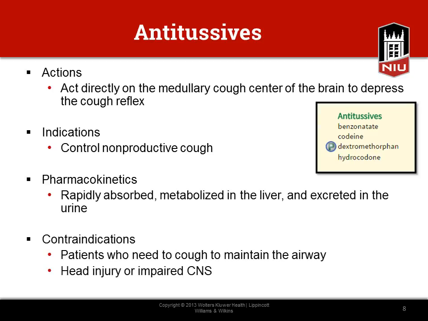As your book says, the cough reflex serves a very important purpose. The walls of the trachea, as well as the bronchi, are very, very sensitive to stimulation and irritation. Again, it's part of our defense system. When they are irritated, we have signals through the central nervous system to produce the reflex through the medullary cough center that then gets us to cough. So what an antitussive does is it acts directly on that medullary cough center of the brain to try to depress the cough reflex.